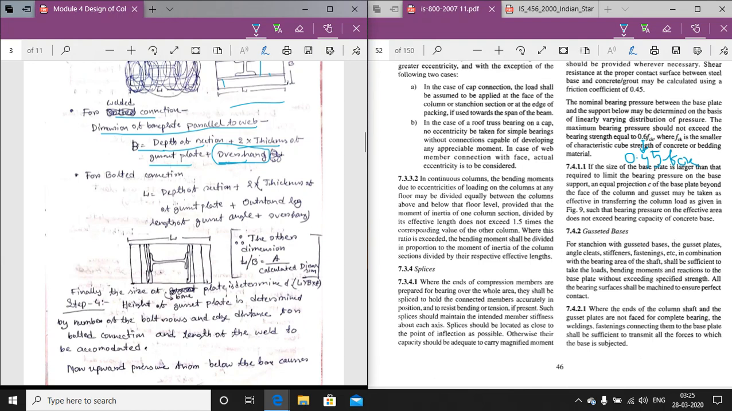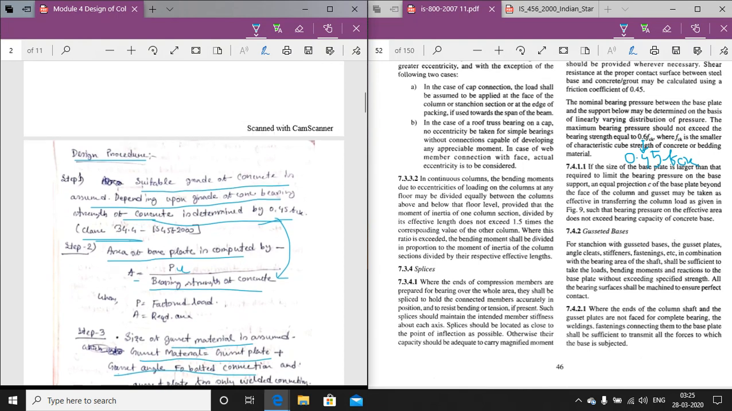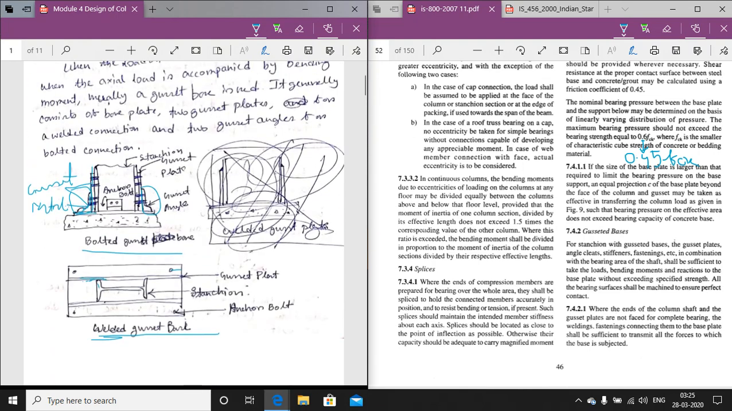L, that is the length of the plate, will be equal to the depth of the section plus 2 into the thickness of the gusset plate. Now for this plate, from here to here, this is the outstand leg length. Consider this picture. Here, from here to here, this is the outstand leg length of the angle.